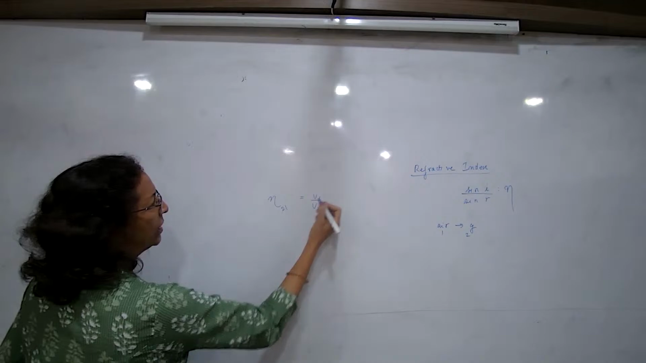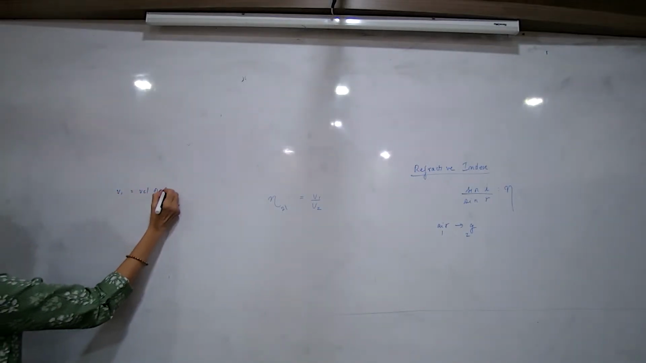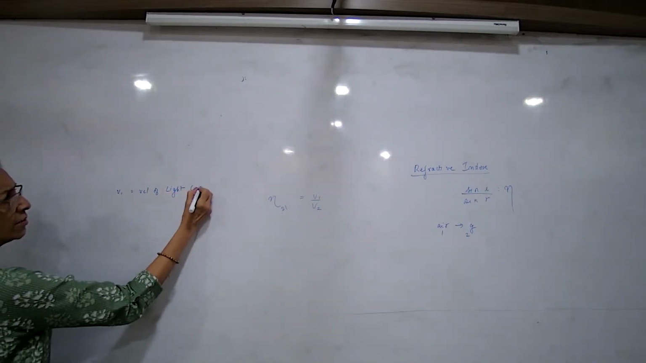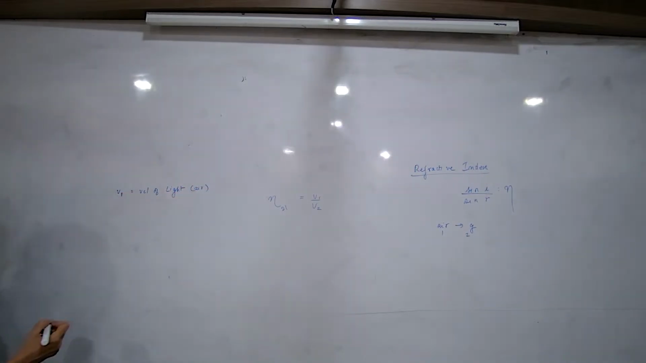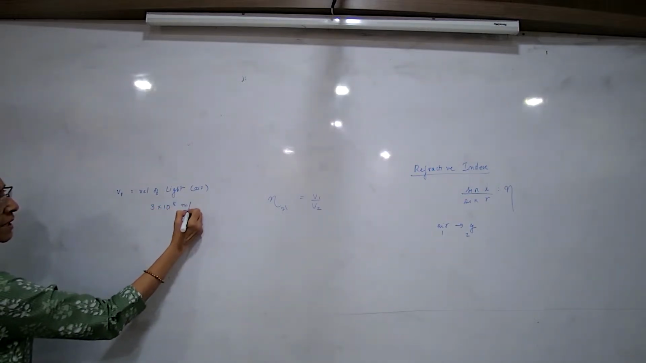For example, I'm talking about V1. V1 is the velocity of light in the first medium. I want to talk about V1 being air. And what is the value? It is 3 into 10 raised to the power of 8 meters per second.